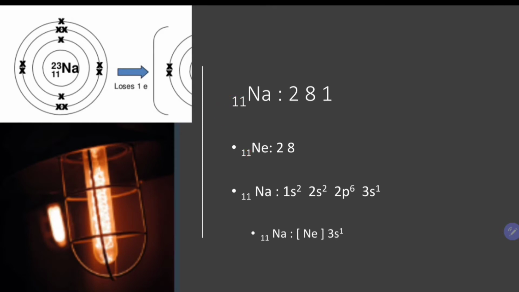we'll see some examples. We have sodium with proton number 11. The old way to construct the electronic configuration is 2,8,1. The new way, you can write for sodium 1s2, 2s2, 2p6, 3s1. For neon, number 10, the configuration in the old way we can write 2,8.